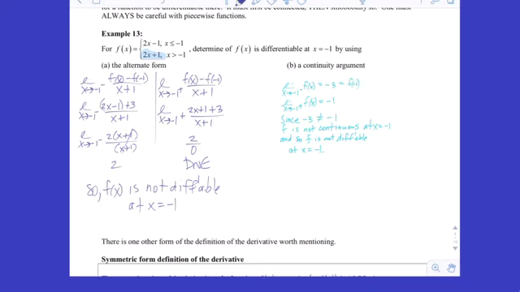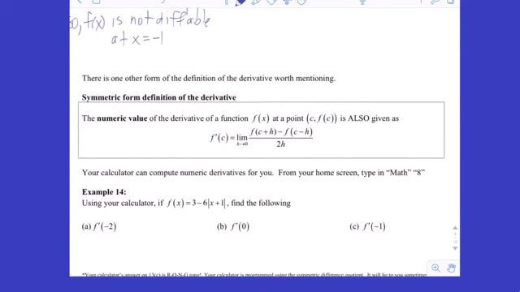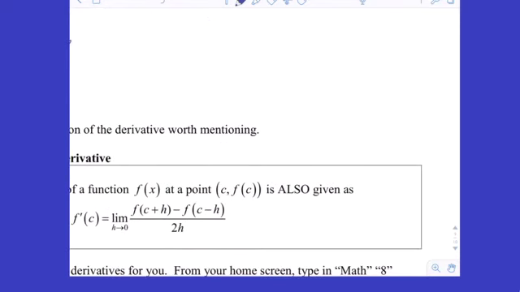All right? The last thing I want to talk about is the symmetric difference quotient. You don't have to worry about it, except know for the fact that it's important because your TI graphing calculators are programmed using this symmetric form. And I'm not going to do example 14 because the entire next section is all about using the calculator, and I'll show you why sometimes the calculator is wrong.